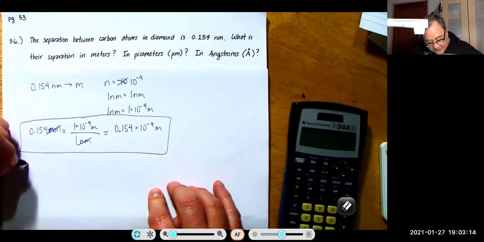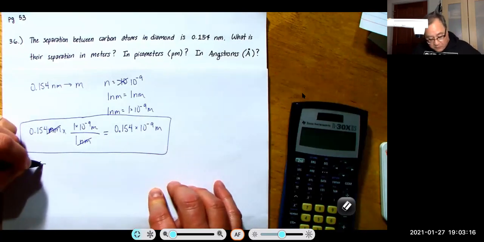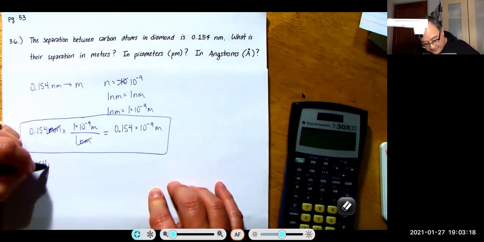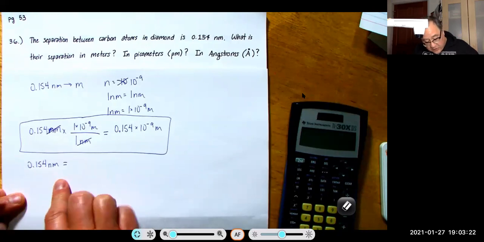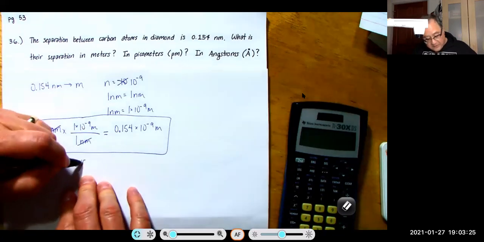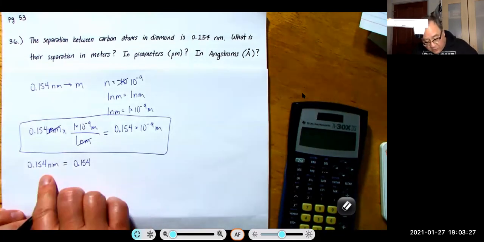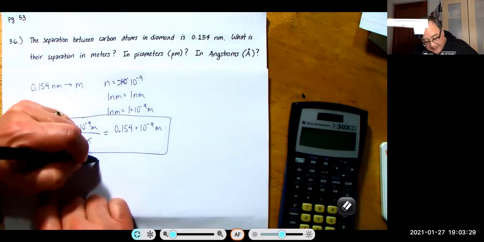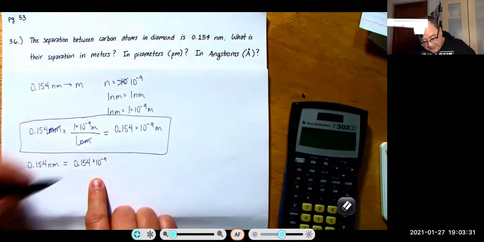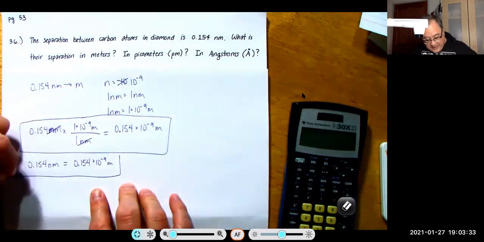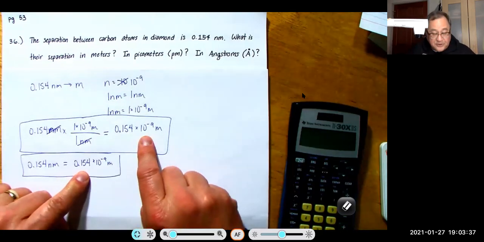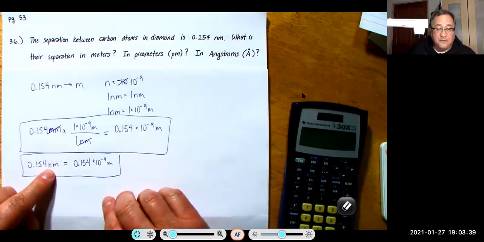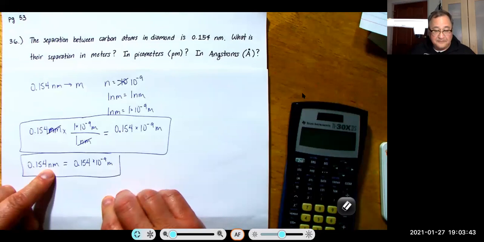And of course, there is an easier way to do this first problem, and it's this way. 0.154 nanometers is 0.154 N, really means 10 to the minus 9 meters. You can see this answer is the same as the one above, and all I did was substitute 10 to the minus 9 for nano. Any questions about this one?